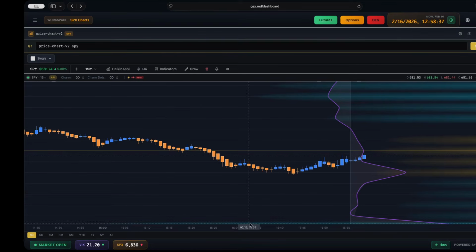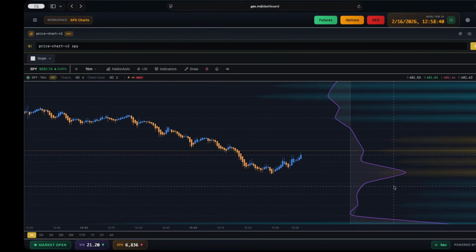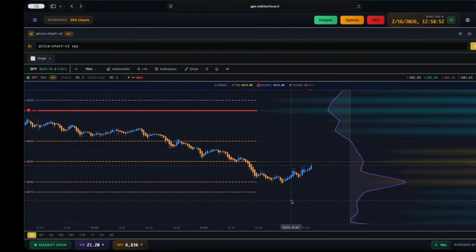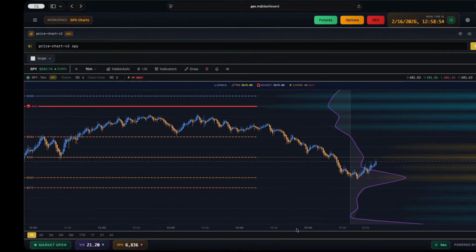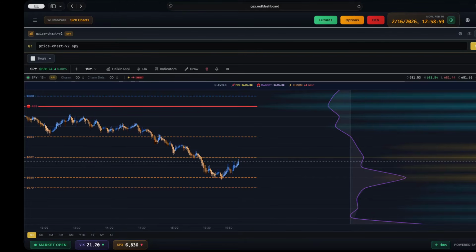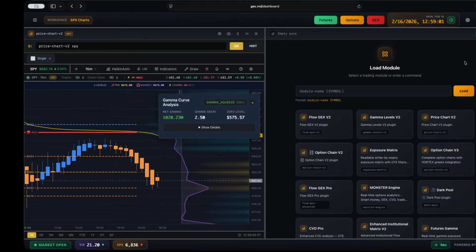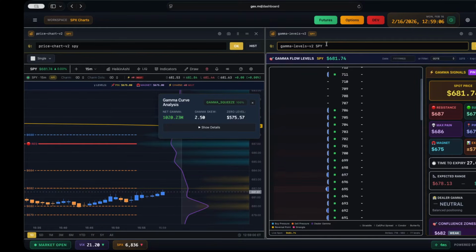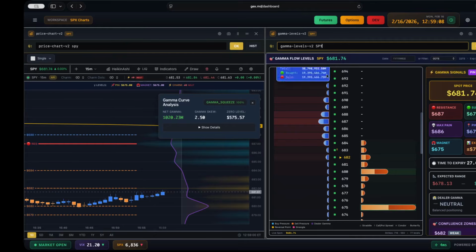One thing: you want to get your labels right here, and then you don't want to open another chart, and then you click here on the gamma labels. So the first thing you have to do is open the gamma labels chart. You click here on the hamburger, these two lines, and then you go to gamma labels, and then you put SPY, which is this, or you can use SPX.